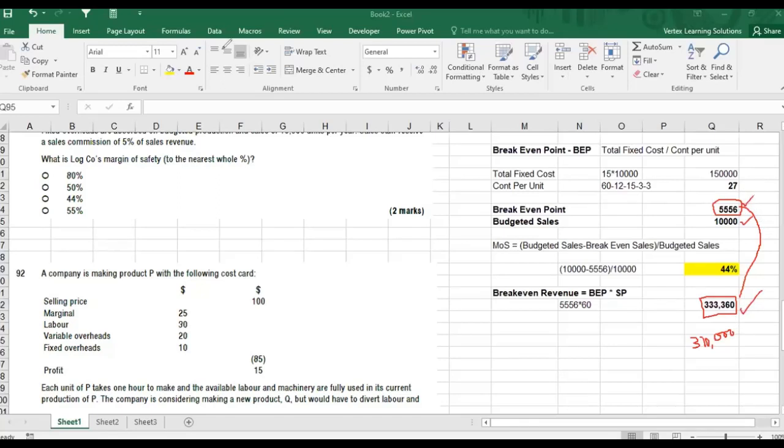So what are my budgeted sales? This is called my break-even sales, break-even revenue. What is your budgeted revenue? Your budgeted revenue is 10,000 units multiplied by 60 per unit, okay? So this is another number. I'm just playing around with some numbers.